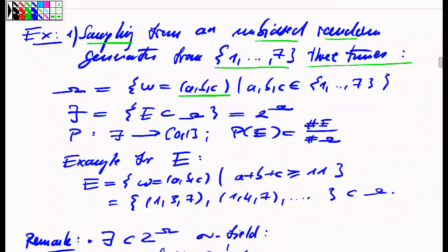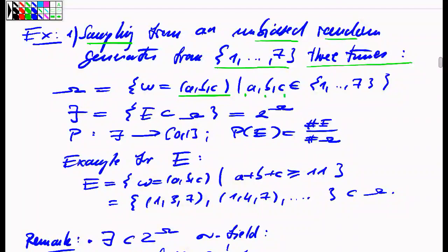So what is the set of all potential outcomes of this experiment? The set of all potential outcomes of this experiment is exactly the set of all triples A, B, C, where A, B, C are numbers between 1 and 7.